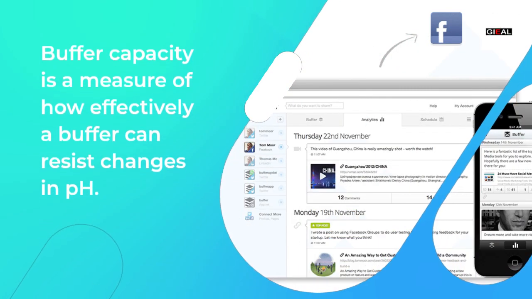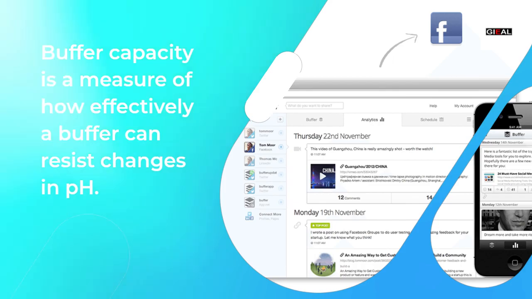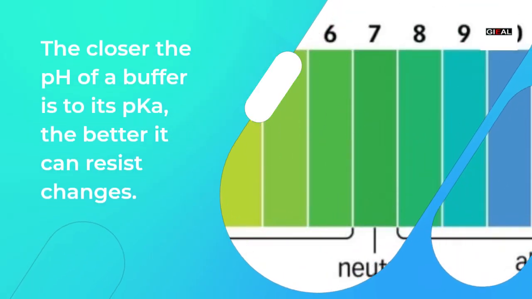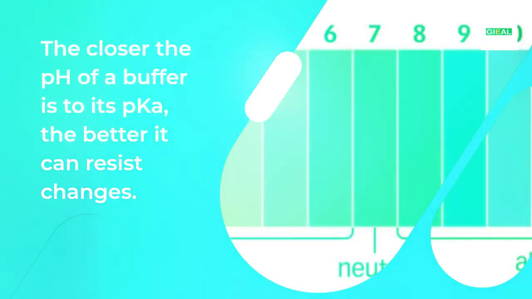Buffer capacity is a measure of how effectively a buffer can resist changes in pH. The closer the pH of a buffer is to its pKa, the better it can resist changes.